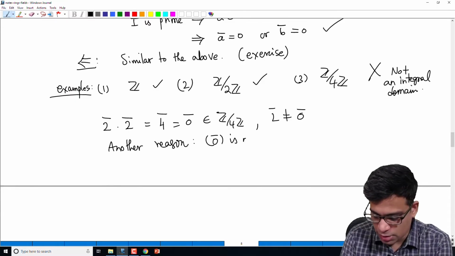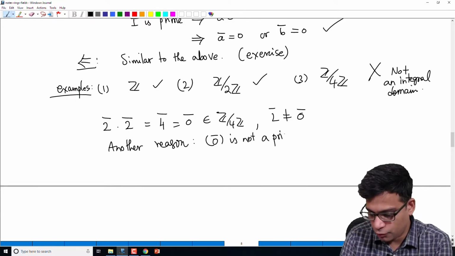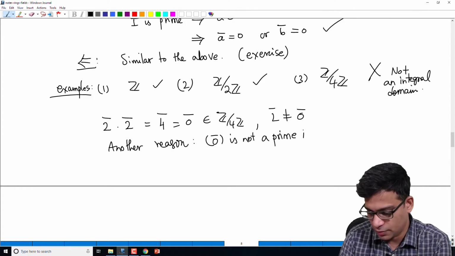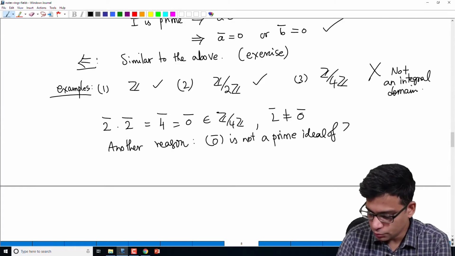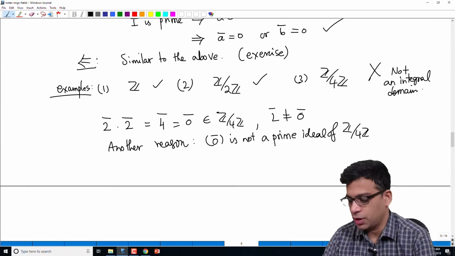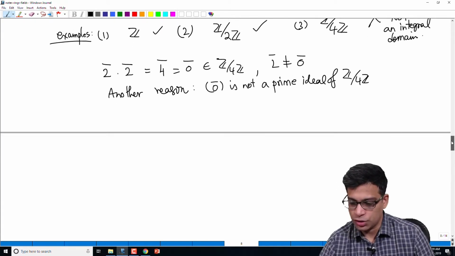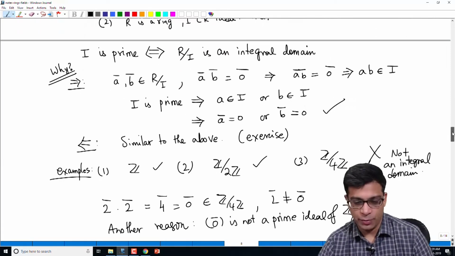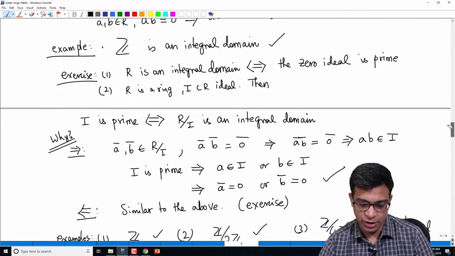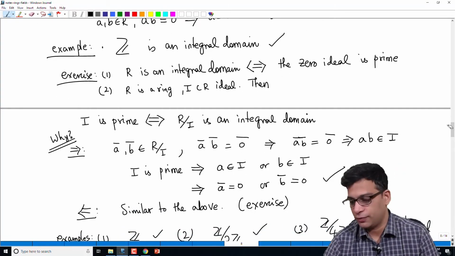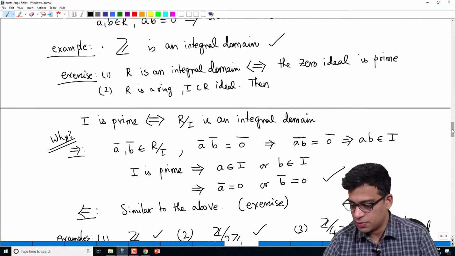Another reason, as we already saw in the last video, is that 0 bar is not a prime ideal of Z mod 4Z. Hence Z mod 4Z is not an integral domain, by the observation I made here: R is an integral domain if and only if the 0 ideal is a prime ideal.